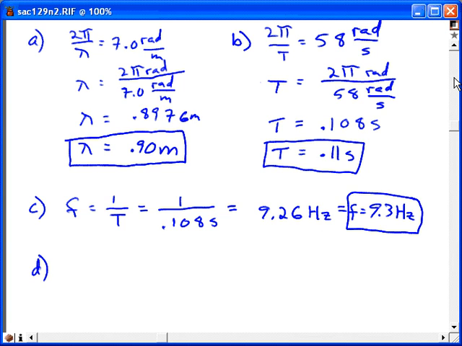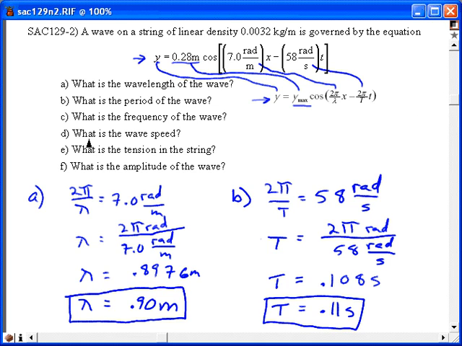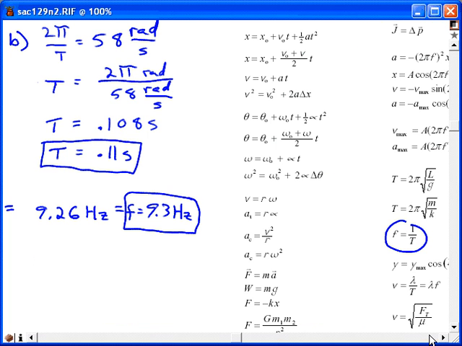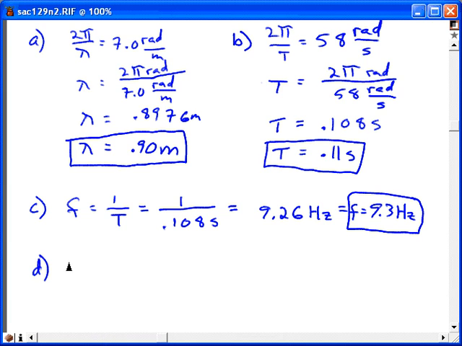Then in part D, they want to know what's the wave speed. The wave speed is the wavelength divided by the period. Let's see if we can find that on your formula sheet. Right here. Distance that it travels in a period divided by a period. So wave speed is equal to lambda over T.